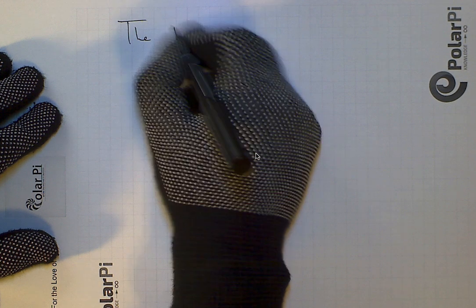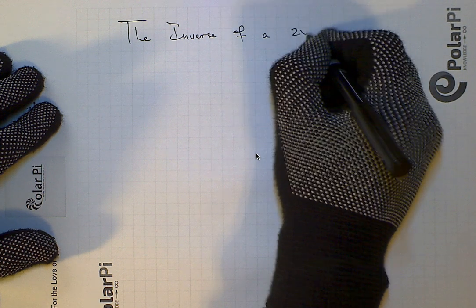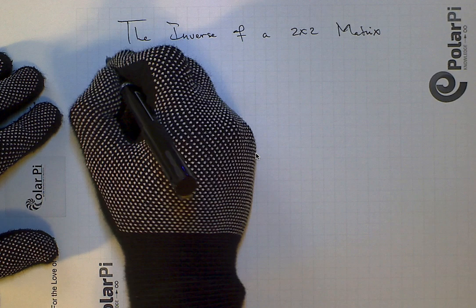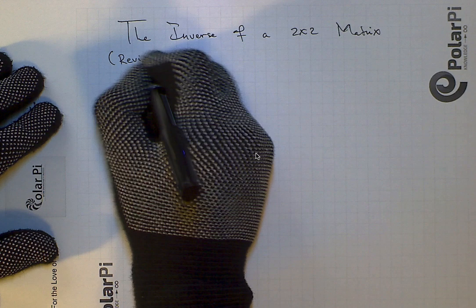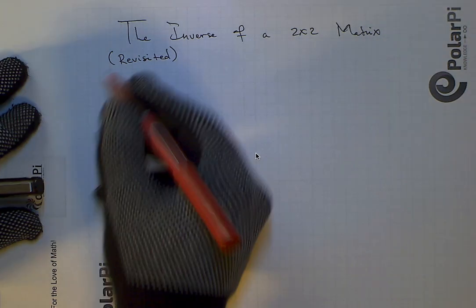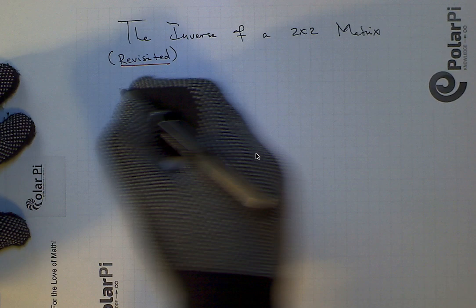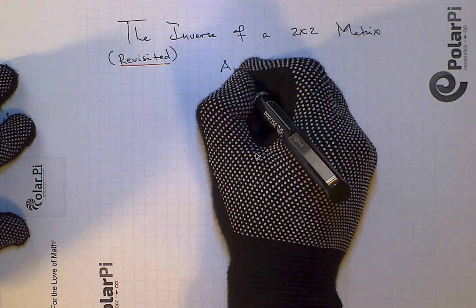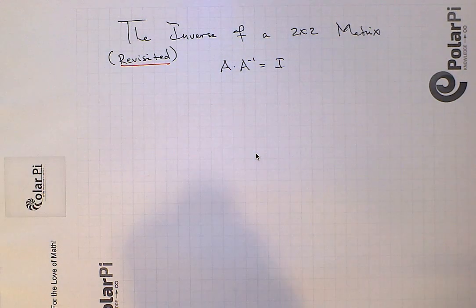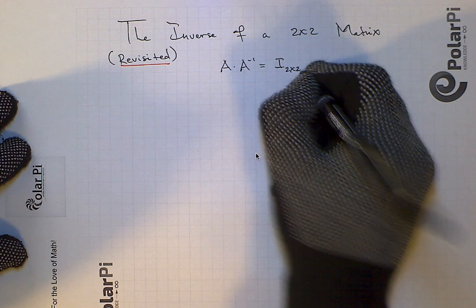The inverse of a 2 by 2 matrix. And I suppose we can have a subtitle that says revisited, because we've already done this, but we did it through the adjoint and then multiplying the adjoint by 1 over the determinant. And here, we're just going to exploit the fact that for any square invertible matrix, A times A inverse will have to be the identity, right? And since we're working with a 2 by 2 here, it'll be the identity for a 2 by 2.